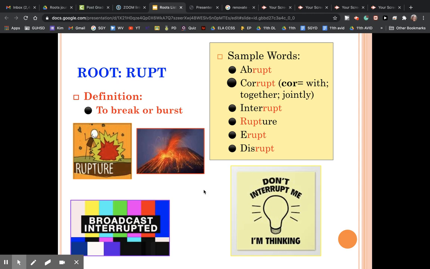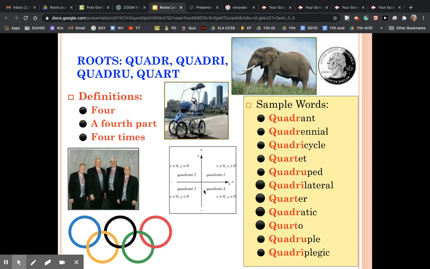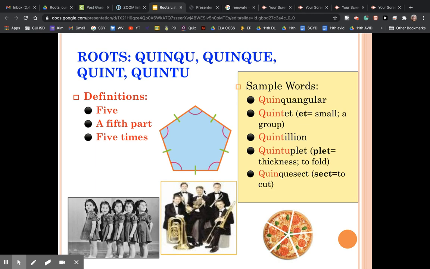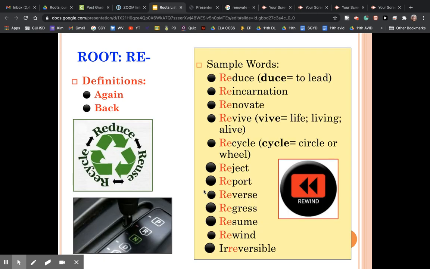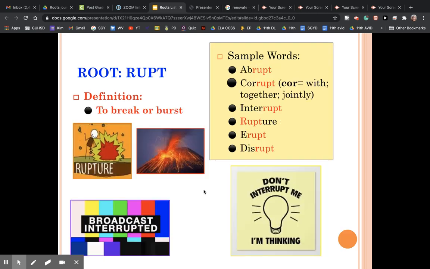Okay, and let's just review those one more time. Roots quadra, quadri, quadru, and quart: 4, a fourth part, or 4 times. Roots quin, quinqu, quint, and quintu: 5, a fifth part, and 5 times. Root re: again or back. And rupt: to break or burst. And those are Roots 15 definitions.